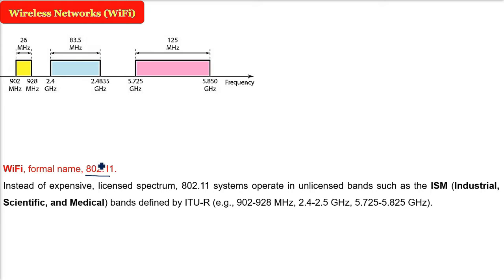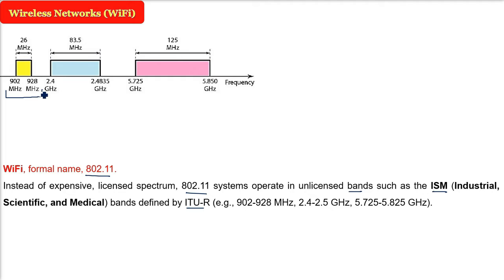Most of the frequencies which we see are licensed by the government, which mobile cellular networks also use. But here Wi-Fi is using the unlicensed band, and this has been given to ISM. ISM is for industrial, scientific, and medical usage, for research purposes. For these three, because the government cannot sell this, it is also ISM.